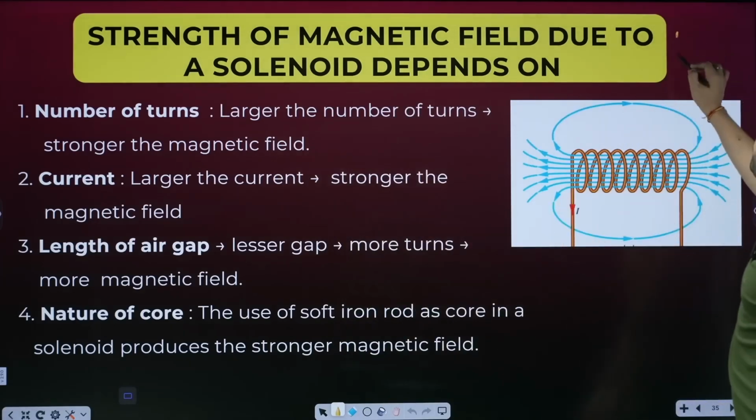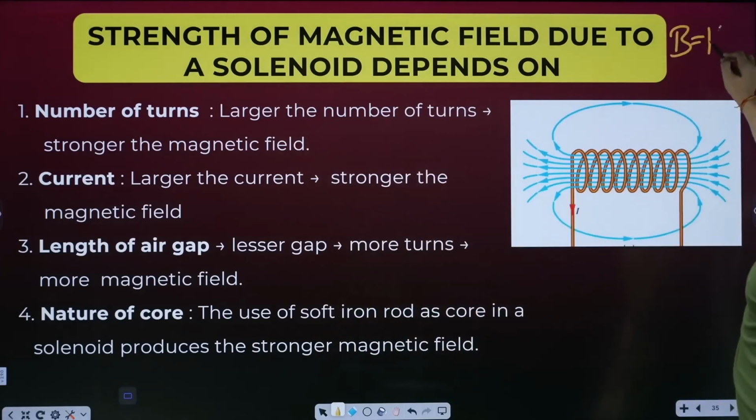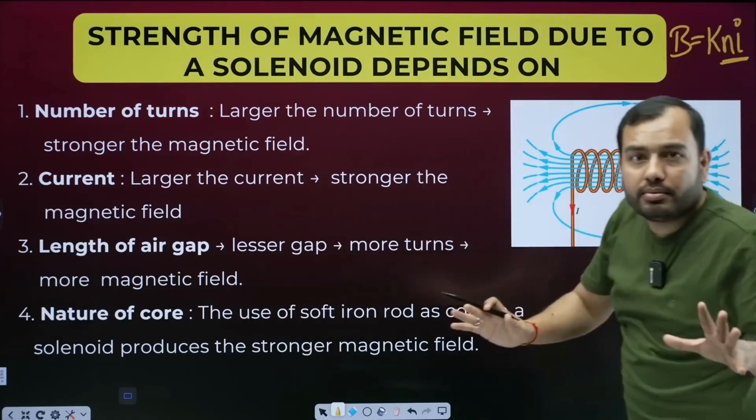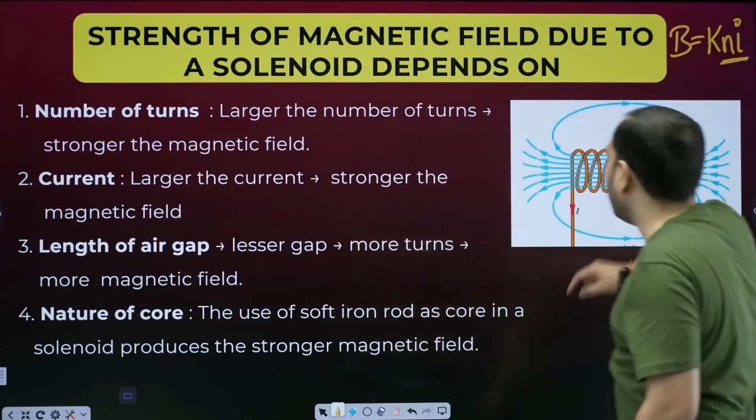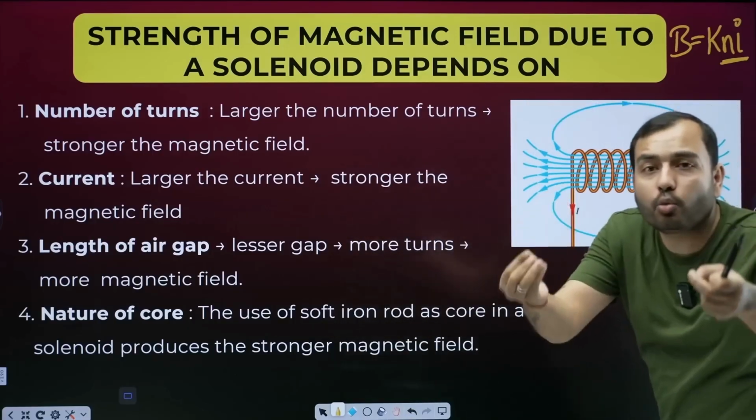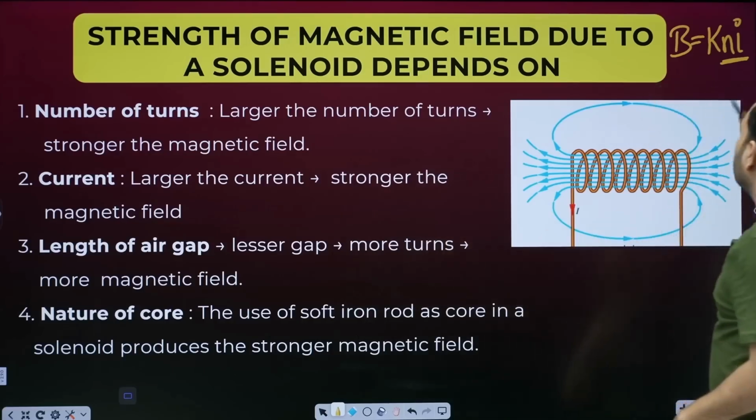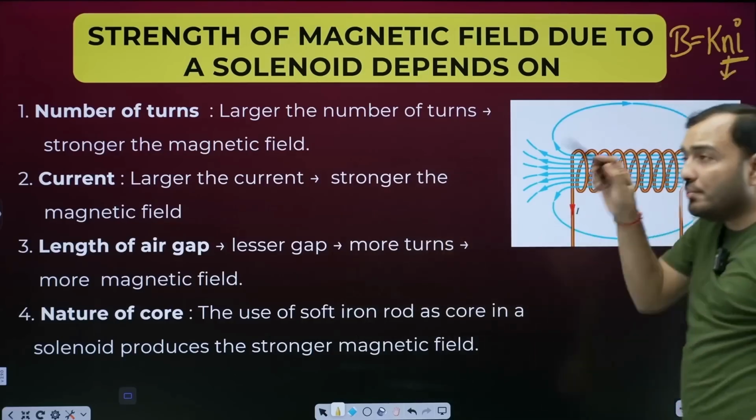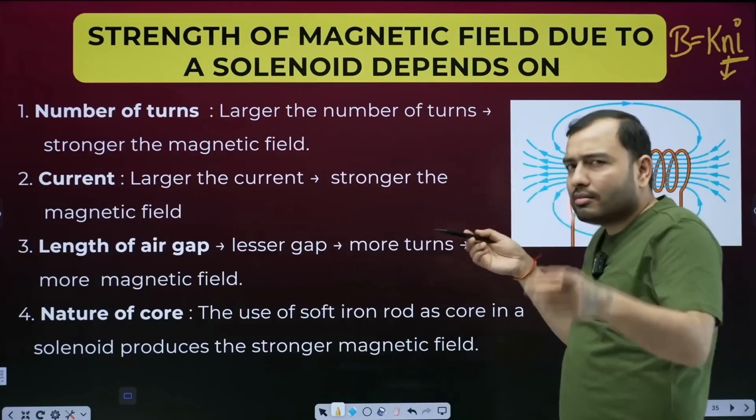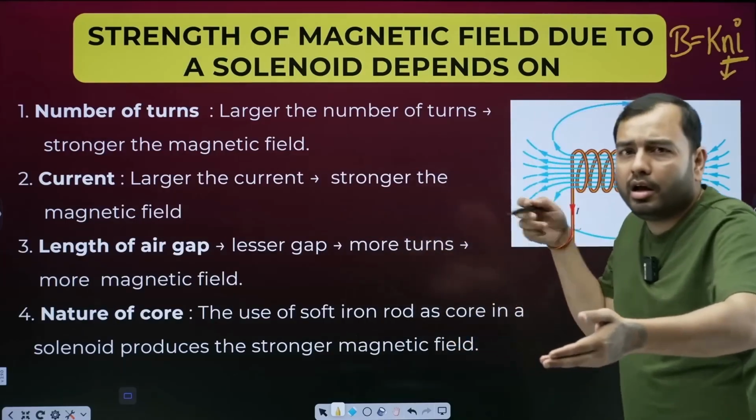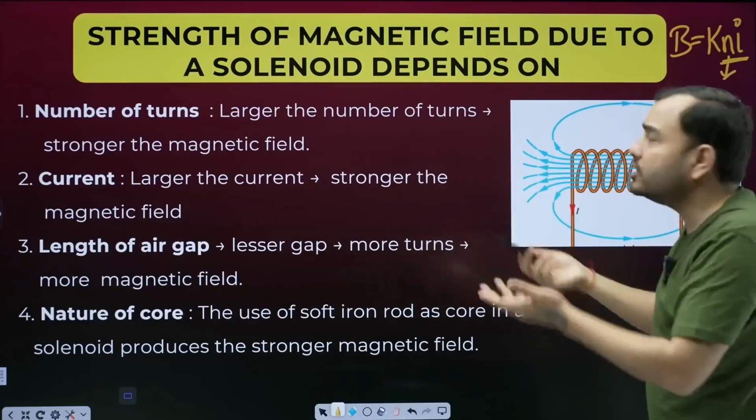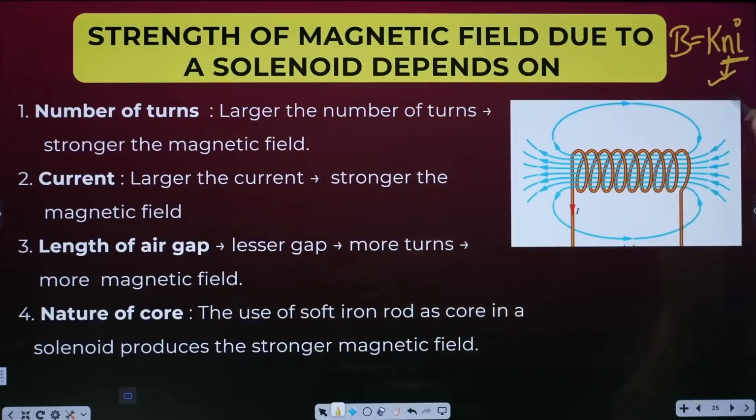So what does its strength depend on? Catch the formula. B is equal to K N I. B is the magnetic field, K is a constant. The more the current, the more the magnetic field, by the magnetic effect of current. The heavier the current you flow, the more the magnetic field. Second thing, number of turns. The more turns you make, the magnetic field will become n times. Every coil creates a magnetic field, so it will increase n times.